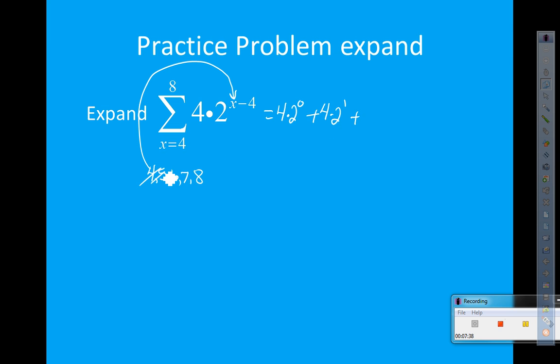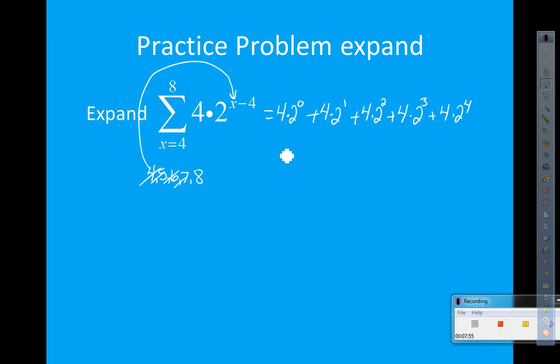Plus, now plug in a 6. 4 times 2 to the 6 minus 4 is 2. Plus, 4 times 2 to the 7 minus 4 is 3. Plus, 4 times 2 to the fourth. So notice that, guys, I've left everything the same. 4 and a 2, 4 and a 2, 4 and a 2, 4 and a 2, 4 and a 2. My exponents went 4 minus 4, 5 minus 4, 6 minus 4, 7 minus 4, 8 minus 4.